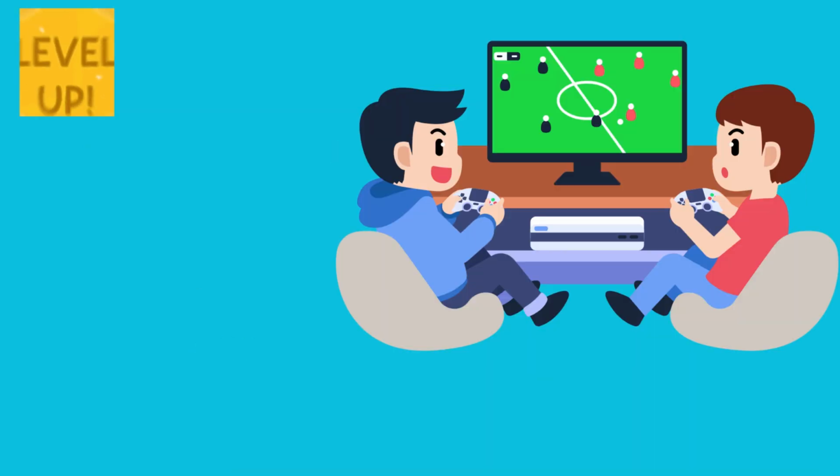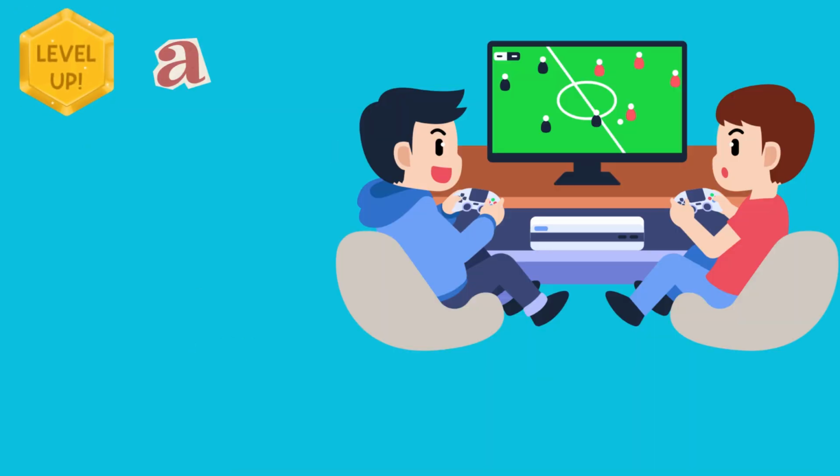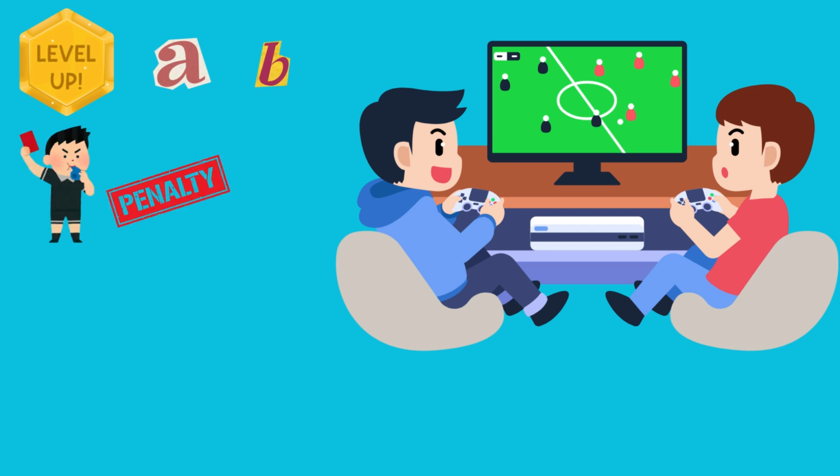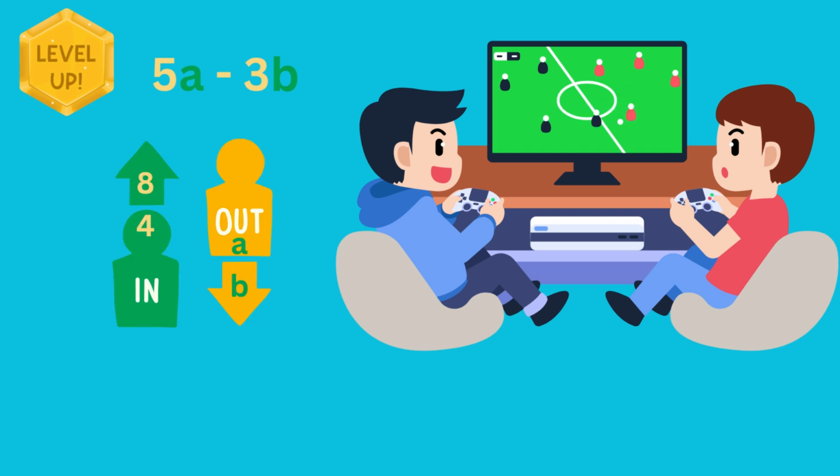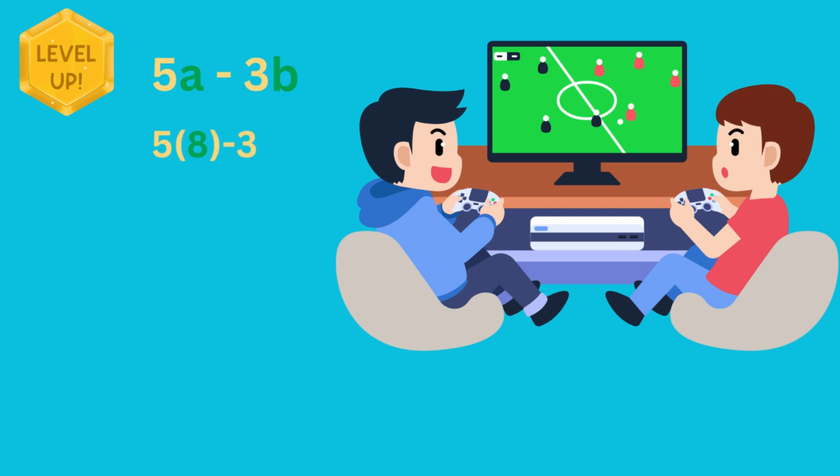Now the rule changes completely. Two variables, A and B, are introduced, and instead of earning points, we are looking at a penalty countdown using subtraction. Our expression is 5A minus 3B. The game reveals A equals 8 and B equals 4. Don't get confused with subtraction and two variables. The substitution trick is exactly the same. We replace A with 8 and B with 4, giving us 5 times 8 minus 3 times 4. Doing the multiplication first, our final point is 28.